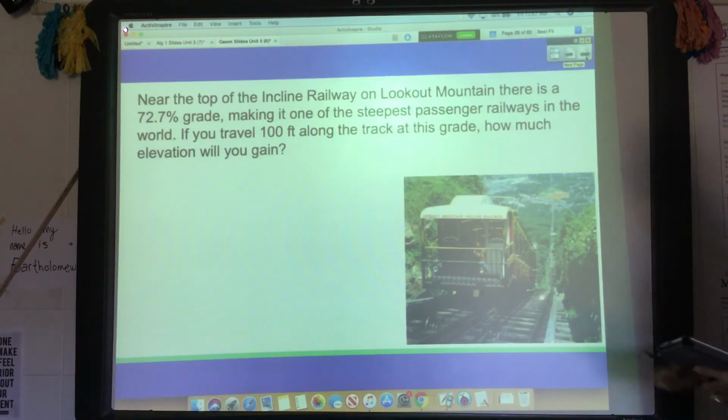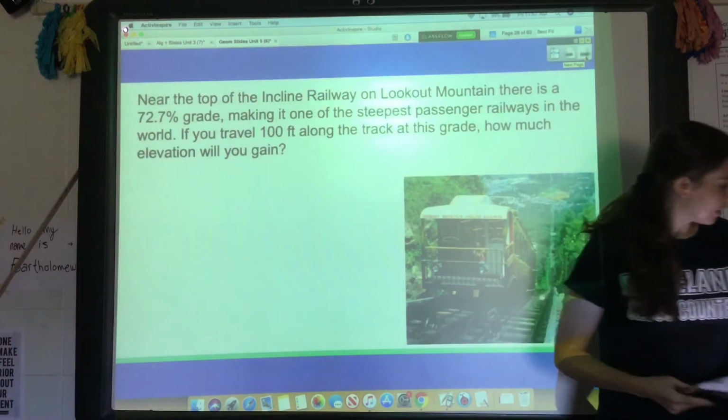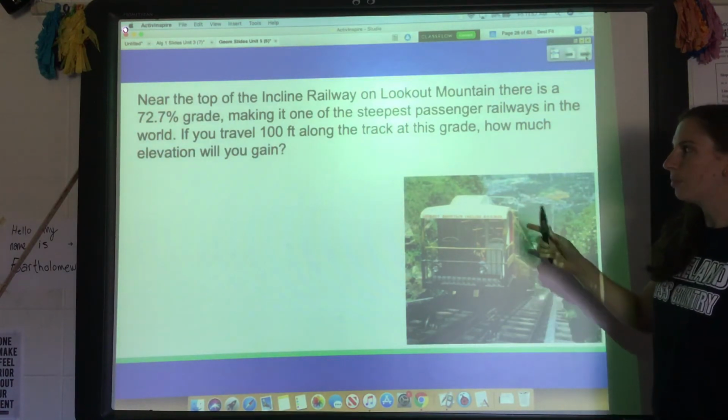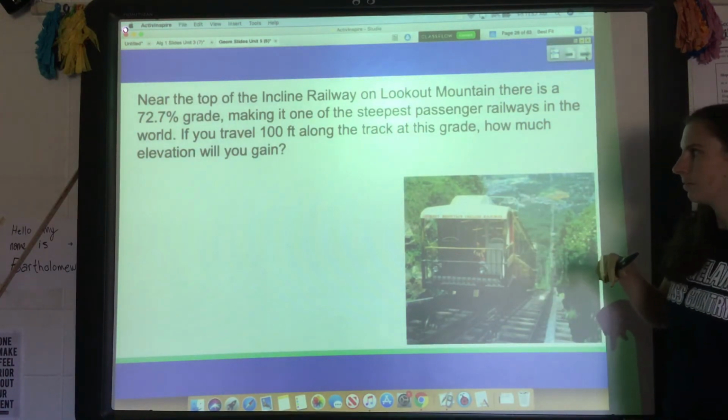Have you guys ridden on the incline? I actually have not done this in Chattanooga, St. Elmo.